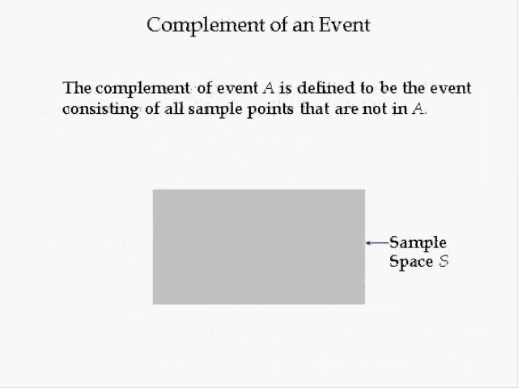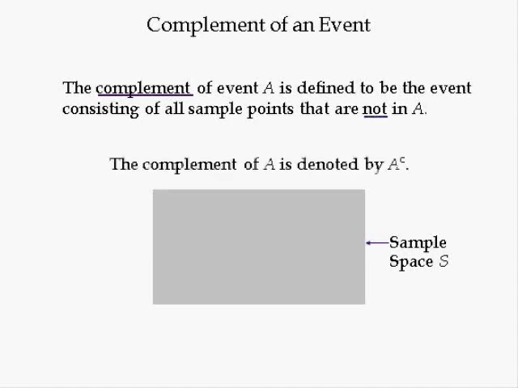A Venn diagram can be used to illustrate the complement of an event. The complement of event A is defined to be the event consisting of all sample points that are not in A. The complement of A is denoted by A superscript C.